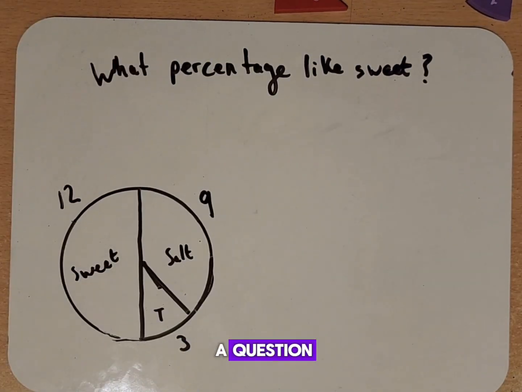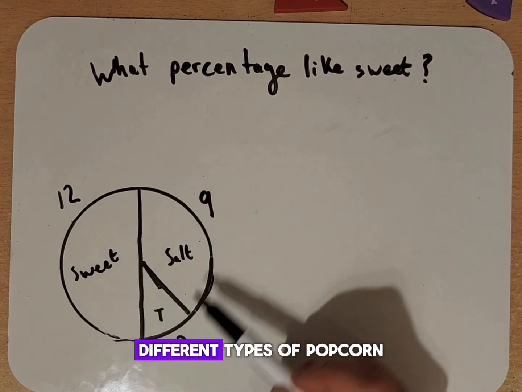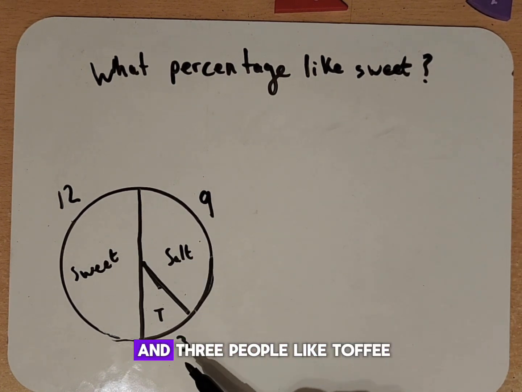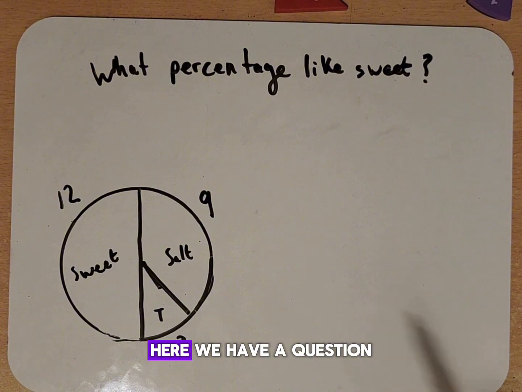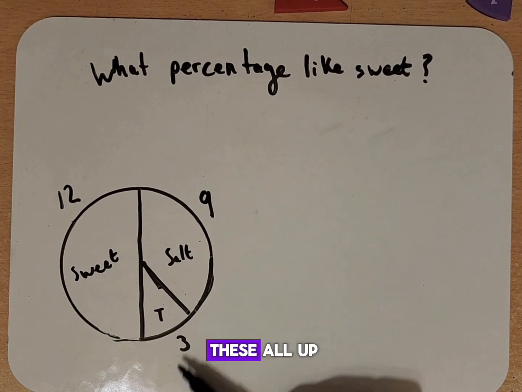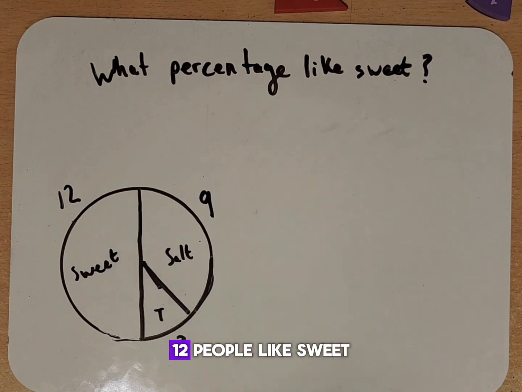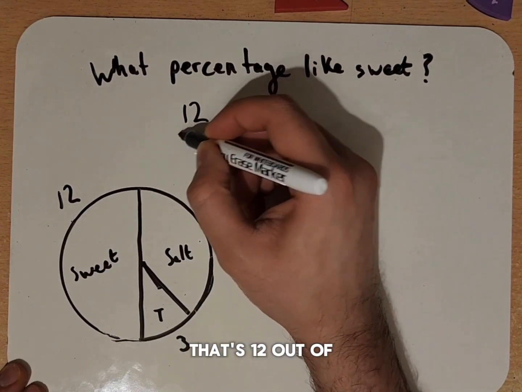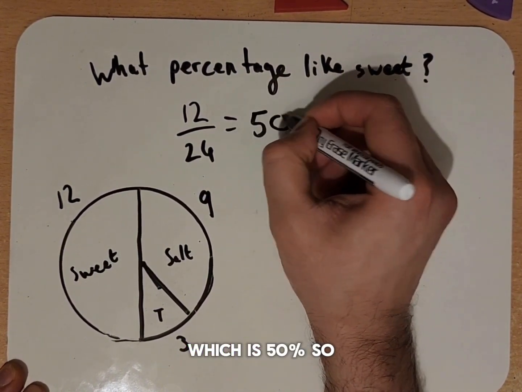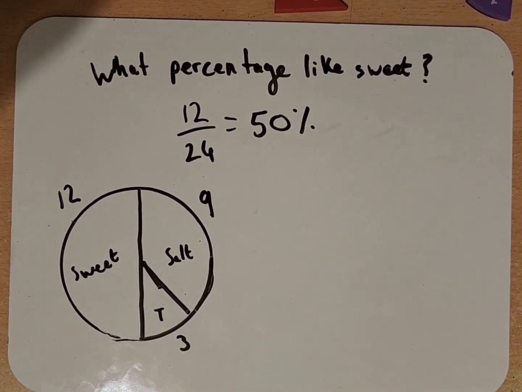So here we have a question looking at a pie chart that represents different types of popcorn people like. 12 people chose sweet, 9 people like salted, and 3 people like toffee. Here we have a question, what percentage like sweet? Well, if you add these all up, there's 9 and 3, there's 12 on this side and 12 on this side. 12 people like sweet, that's 12 out of 24 people in total, which is 50%. So we'd say 50% of the people like sweet.